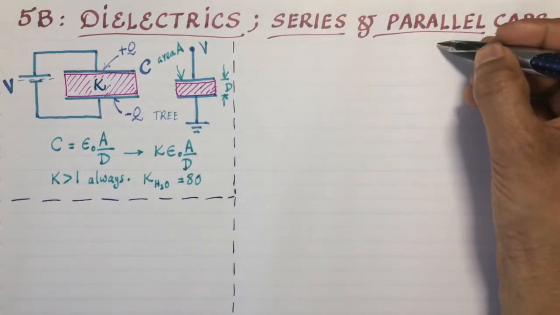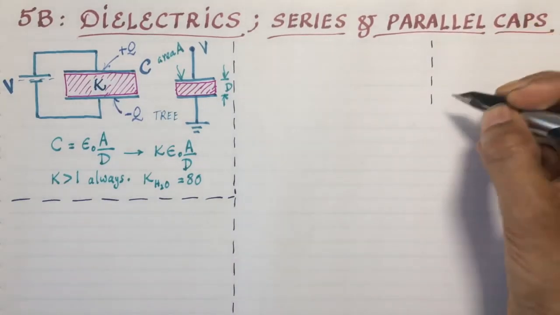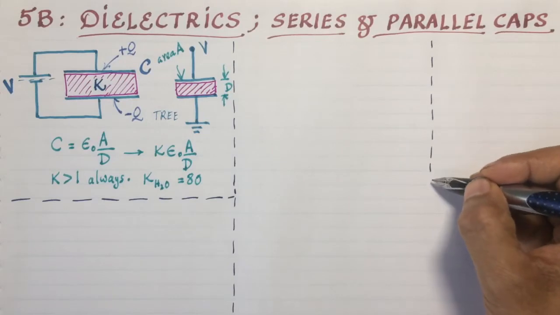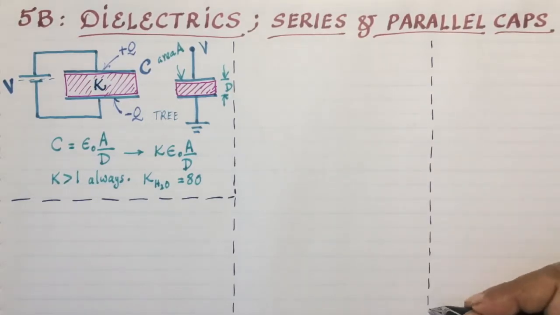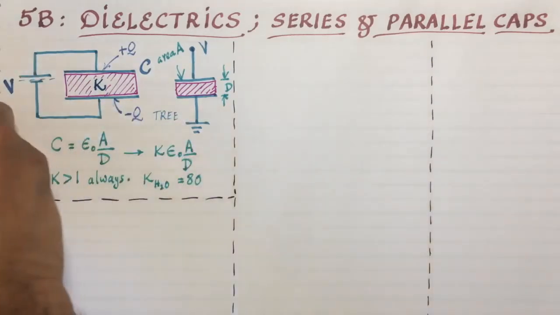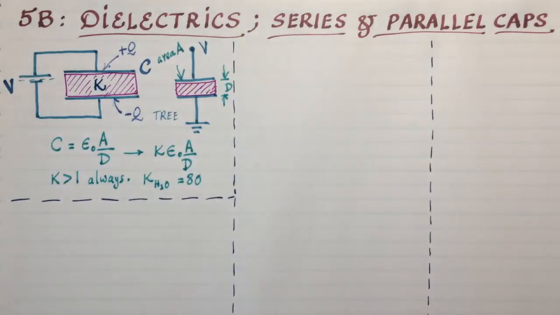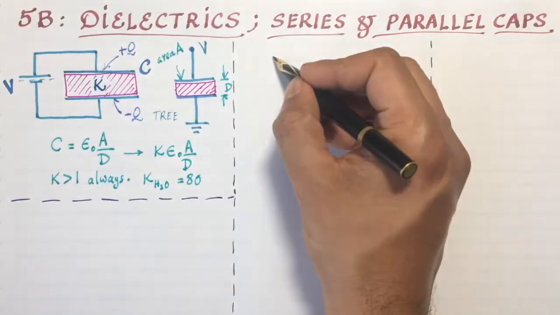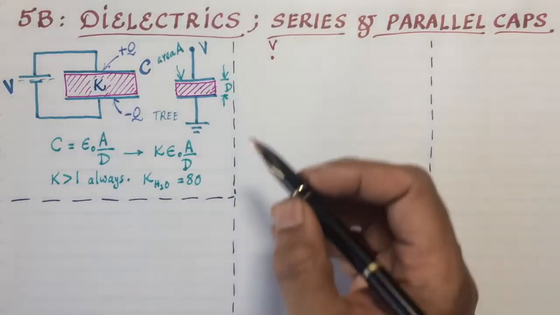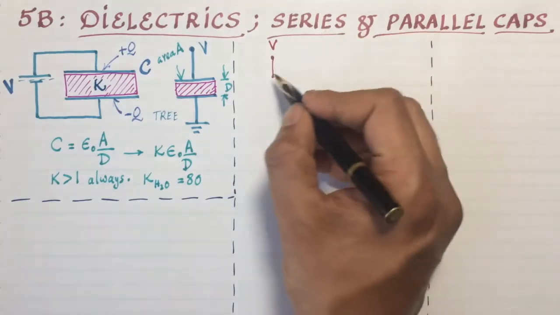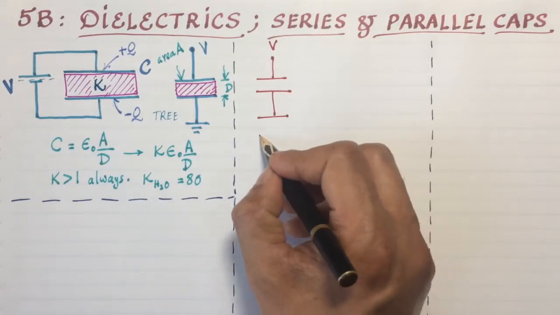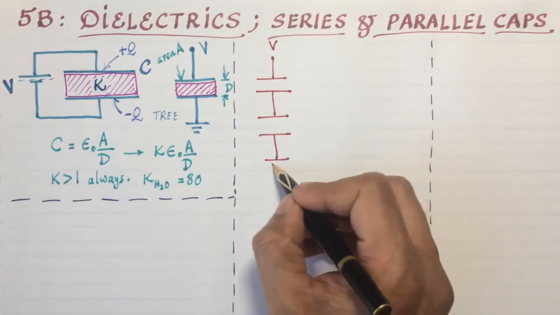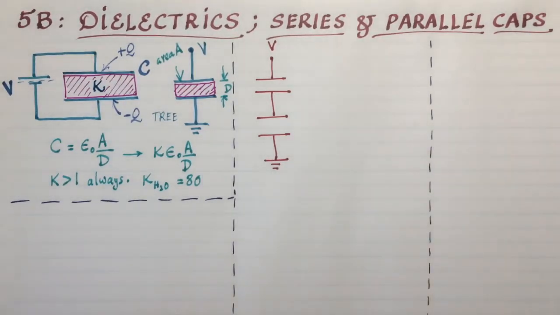So the series and parallel combinations are very simple in nature. Series means one follows the other, like freight trains or trucks. So let me draw a series combination here. I have a source of voltage. I'm drawing the tree diagram. That's the first capacitor, and that's the second capacitor. And then that's the negative terminal or the earth.